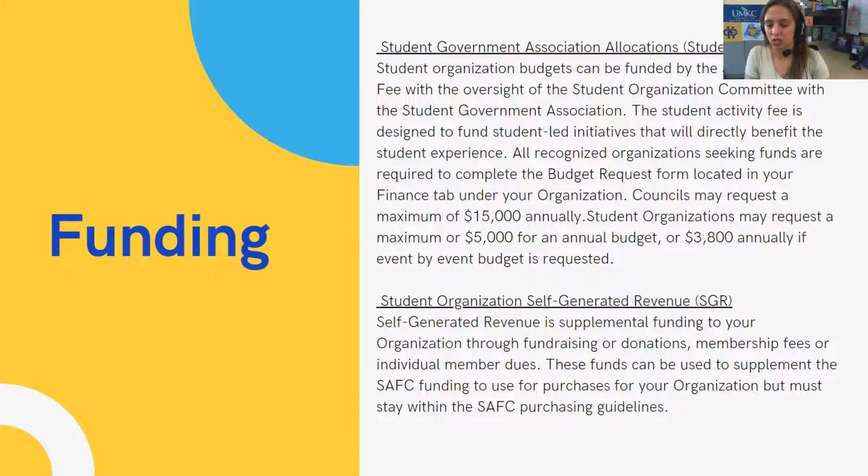And so let's say a student organization requested $5,000 and only spent $3,000, then that $2,000 is what they are immediately not going to get for the next academic year. So please educate your student org leaders on what those parameters are for student org funding and the importance of spending.